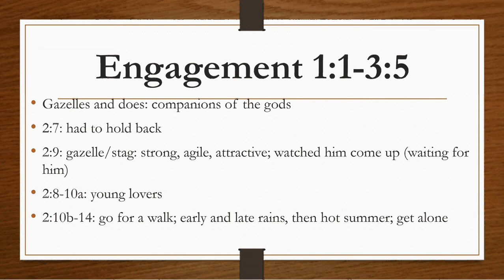The idea here is that they get alone. Even in verse 7, my dove in the clefts of the rock and the crevices of the cliff, let me see your face. Let's get alone. Let's go for a walk. Let's just get alone and just spend time together, just the two of us. Will you go for a walk with me? We can make it if we try.